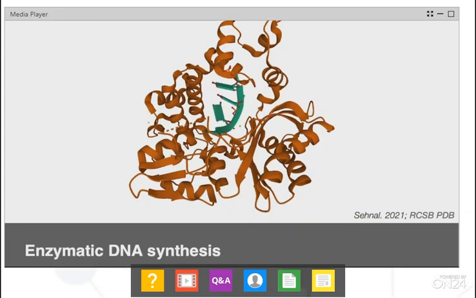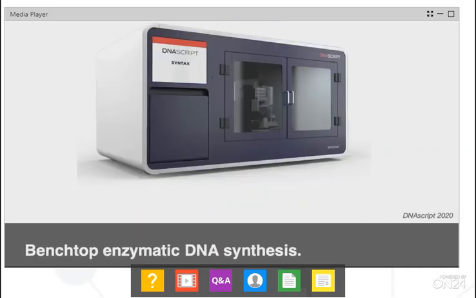However, since its discovery in the 1960s, researchers have quickly realized the potential of terminal transferase to perform controlled enzymatic DNA synthesis. However, it's really only been recently that this potential has started to be realized. Recently, DNAScript developed a benchtop instrument called the Syntax that can enzymatically synthesize DNA oligonucleotides in under a few hours.